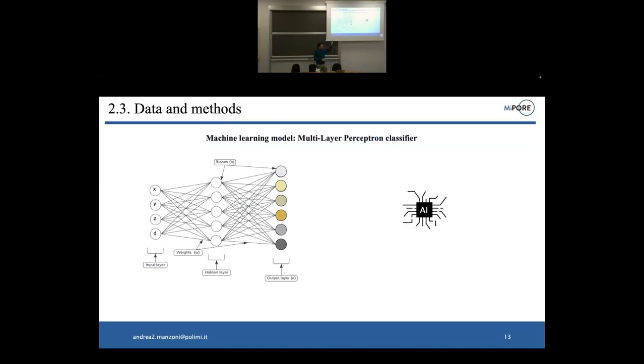So the model that we have selected is a multi-layer perceptron classifier. It's also called vanilla neural network. It's one of the simplest neural networks that exists, but it's very suitable for this kind of application, like dealing with categorical variables, like in this case.